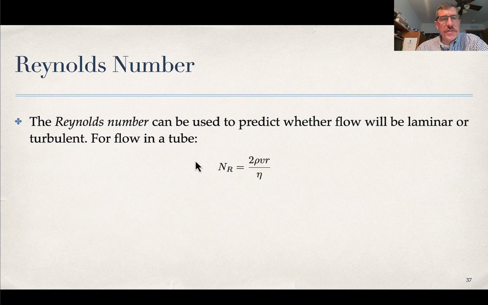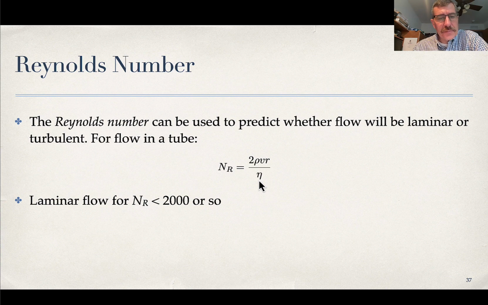So if we're in a tube, we calculate something called the Reynolds number. This capital N with the subscript R is known as the Reynolds number. You calculate it: it's 2 times the density of the fluid times the speed of the fluid v times the radius of the tube, divided by this quantity eta, where eta is the viscosity. So it's how resistant the fluid is to the flow.